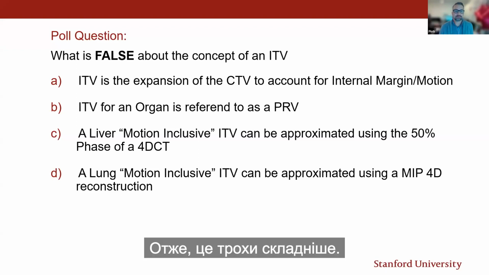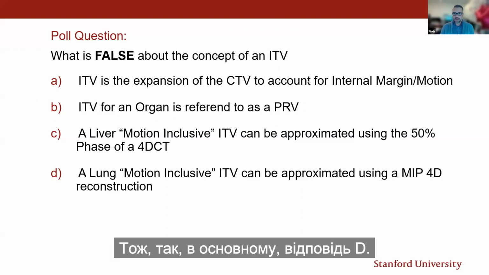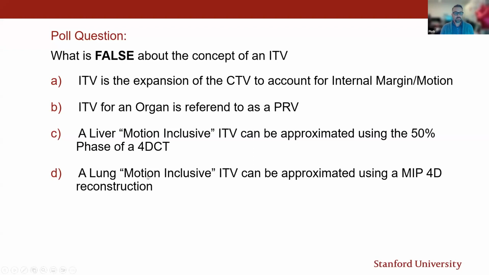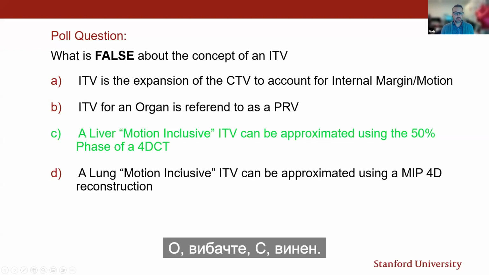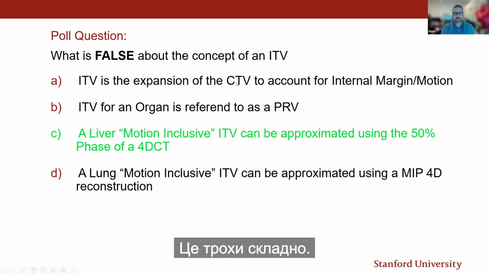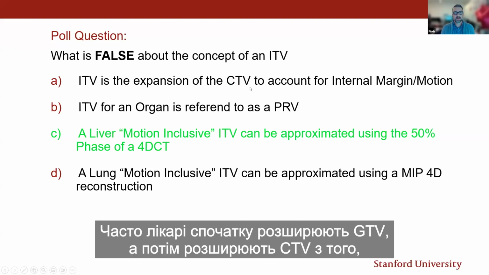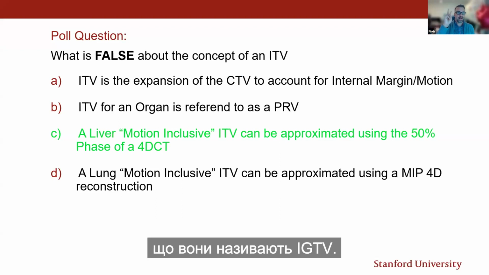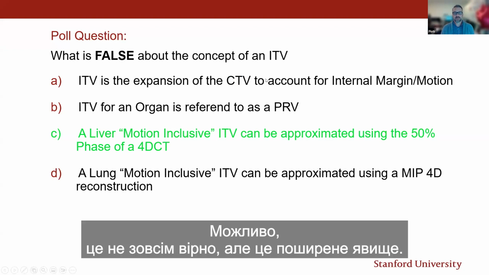So this one's a bit tricky. Basically the answer is D. Oh, excuse me, C, my bad. So basically the ITV is an expansion of the CTV. This is a little tricky. Often physicians will expand the GTV first and then expand the CTV from what they call an IGTV. So that's maybe strictly not true, but it is common.